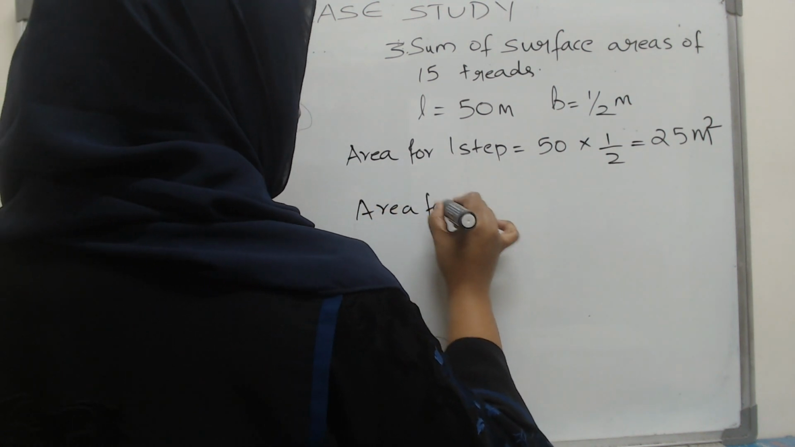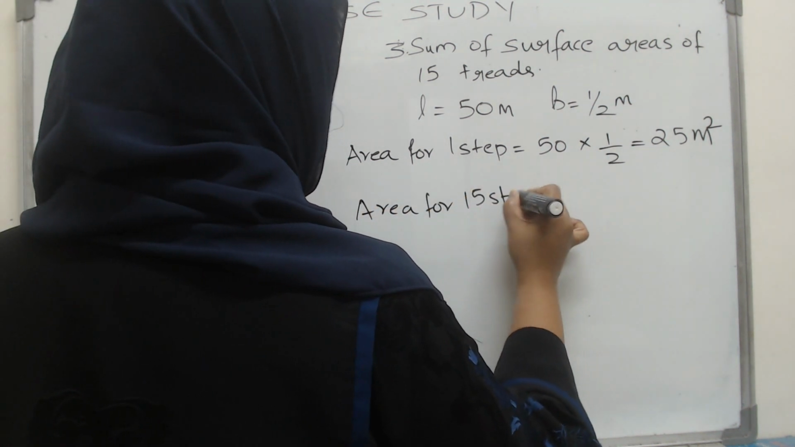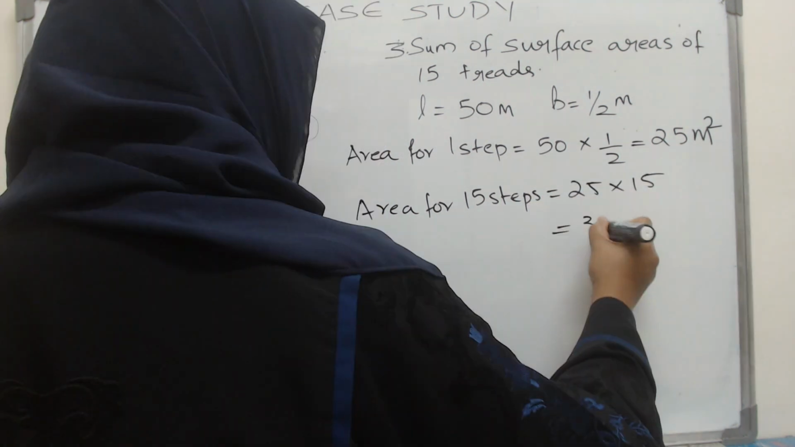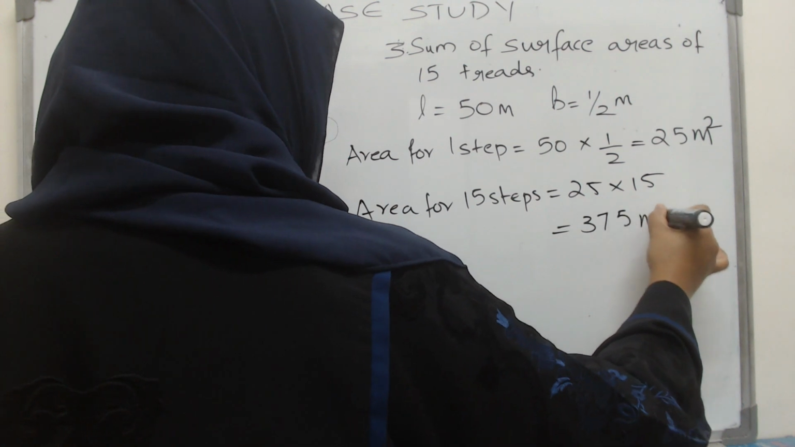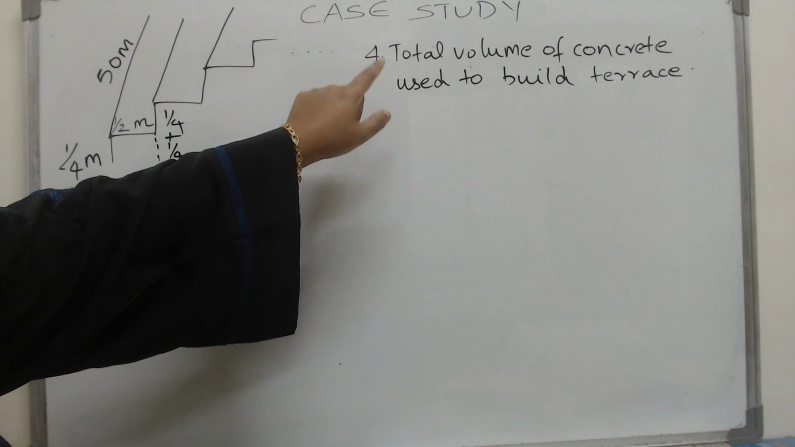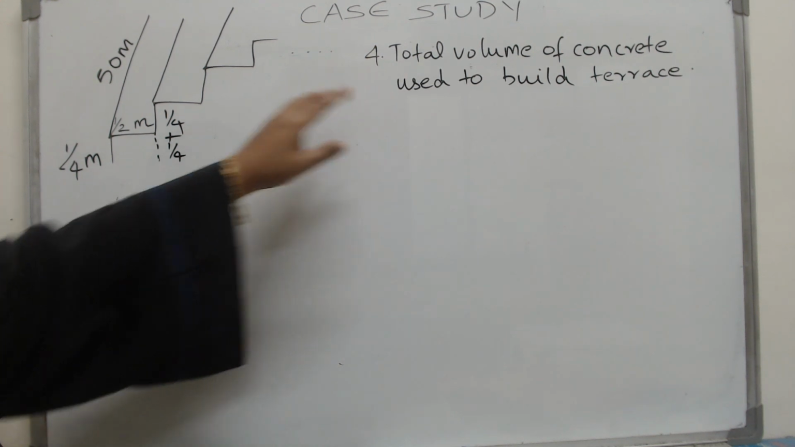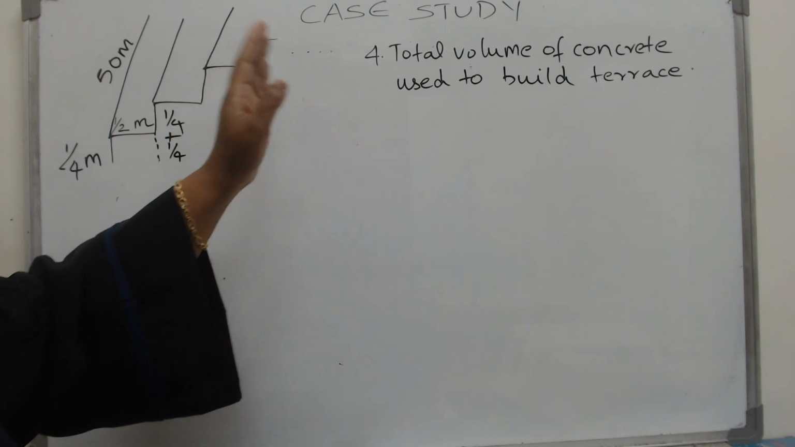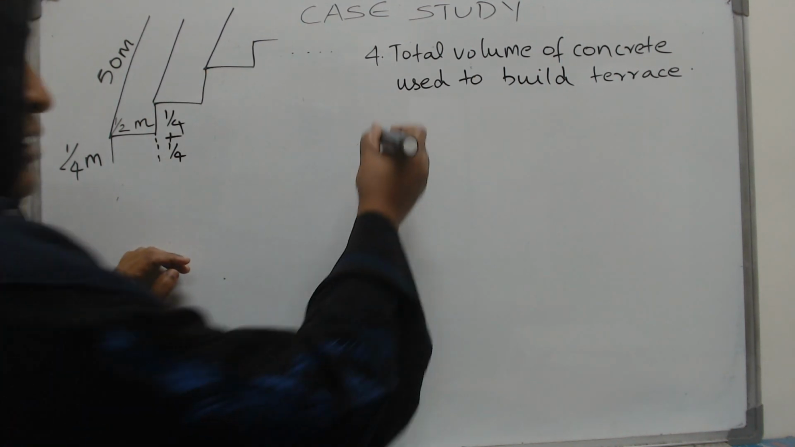Then what is the area for all the 15 steps? Just multiply 25 into 15, 375 meter square. So this is our last question. We need to find the total volume of the concrete used to build the terrace, which means all the 15 steps together.